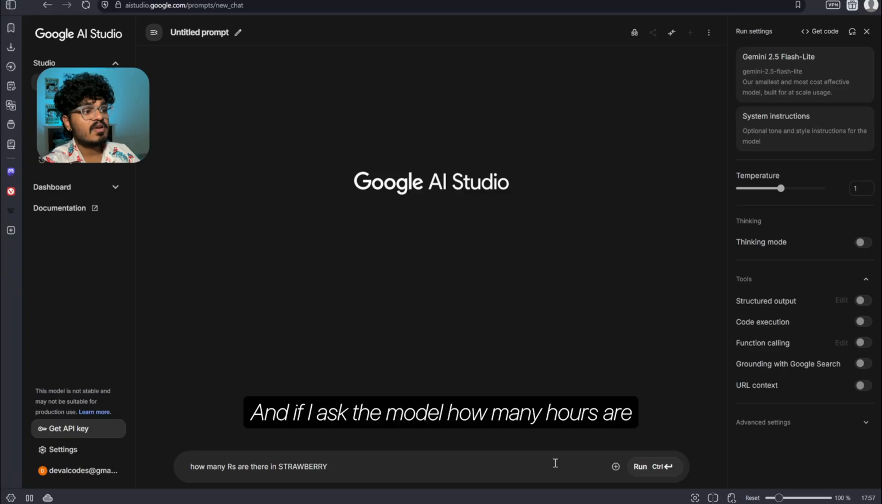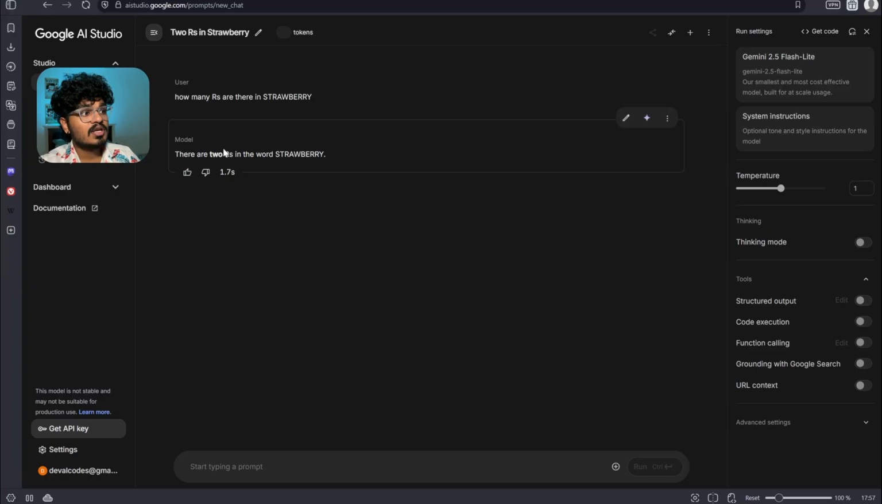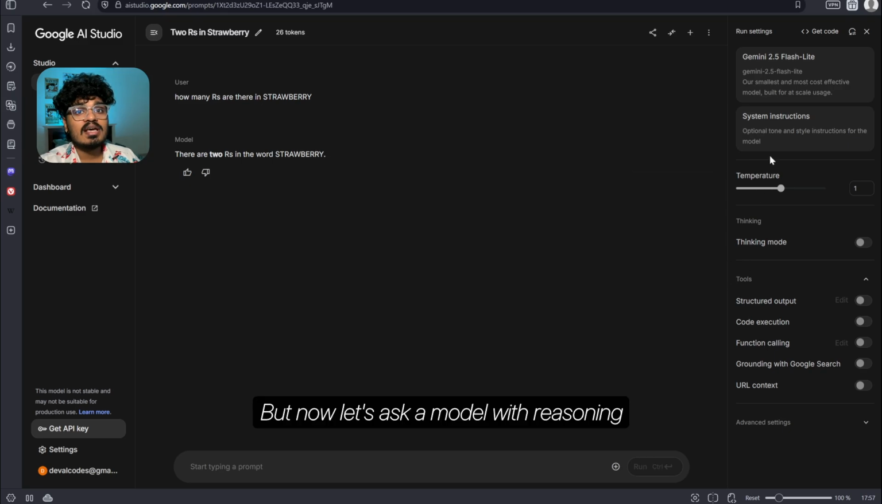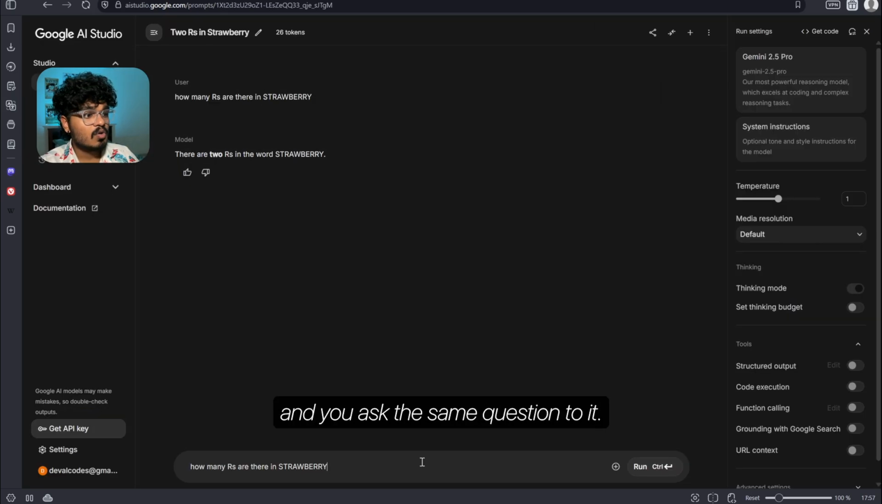I'll show you. If I ask the model how many r's are there in strawberry, it will come back with the answer of 2 r's, which is utterly wrong. But now let's ask a model with reasoning the same question.